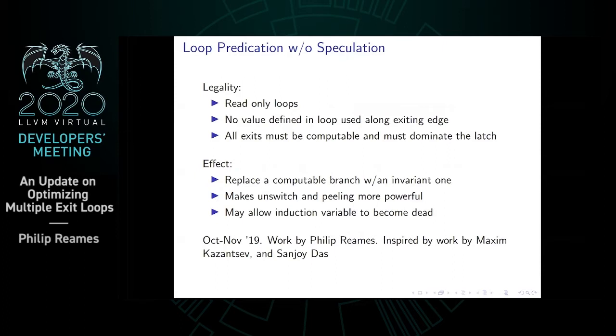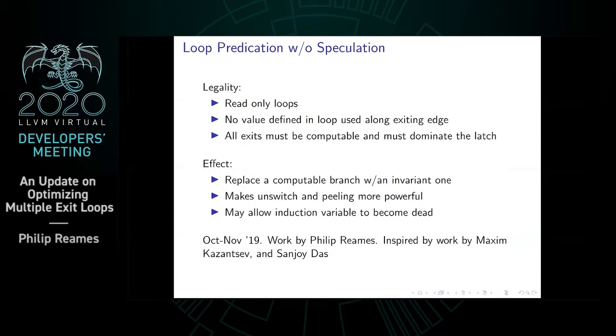The effect of this is that we turn a computable branch into a loop invariant one, which as a result makes both unswitching and peeling greatly more powerful. As an aside, this is specifically powerful because LLVM has only peeling from the beginning. If we supported peeling from the end of a loop, loop predication will be much less useful and less impactful.